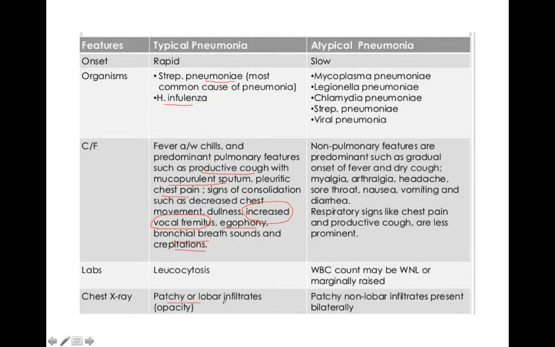So chest X-ray will show patchy or lobar infiltrates, and in atypical pneumonia, non-lobar infiltrates present bilaterally. The WBC count may be slightly raised in atypical pneumonia, but in typical pneumonia there is leukocytosis, it is always present.